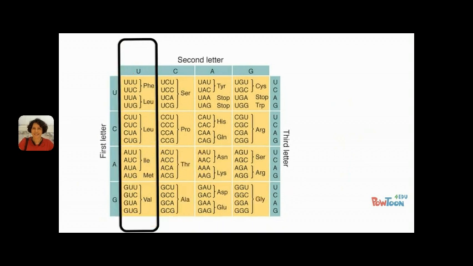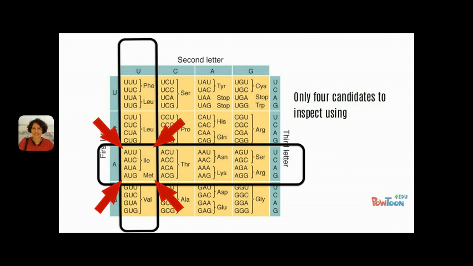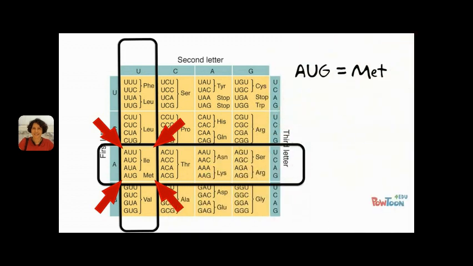Now we look where this column intersects the row we identified in the previous step. We find one cell where all the codons start with the 2 letters AU. There are only 4 codons in this cell: AUU, AUC, AUA, and AUG. Our codon is AUG, and the amino acid next to it is abbreviated MET. MET stands for the amino acid methionine. So the amino acid corresponding to the AUG codon is methionine.